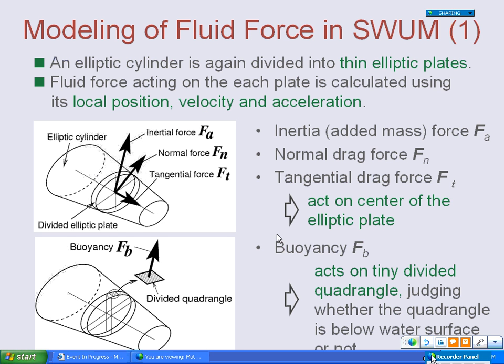And of course, we consider buoyancy, and it acts on a tiny divided quadrangle. So the surface of the elliptic plate is again divided into these quadrangles, and buoyancy acts on a tiny divided quadrangle, judging whether the quadrangle is below the water surface or not. If it is above the water surface, of course, buoyancy does not act.